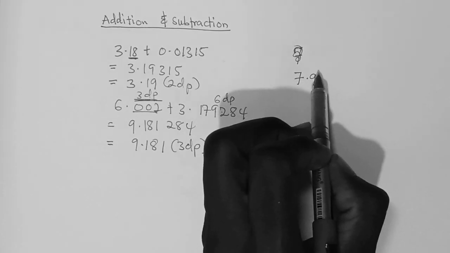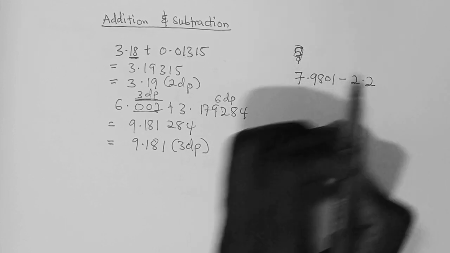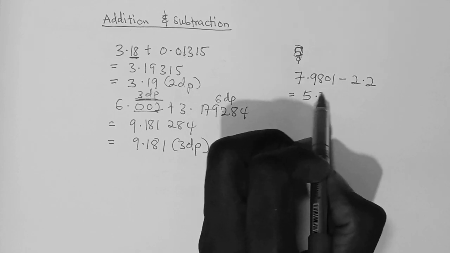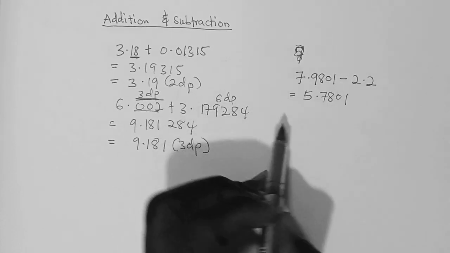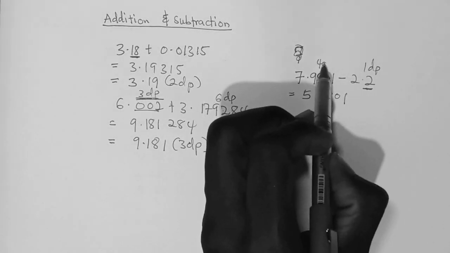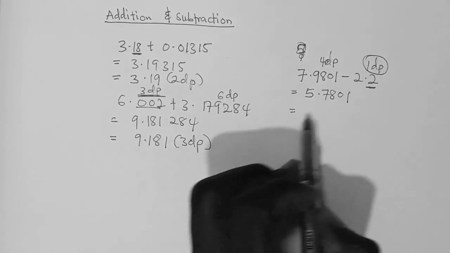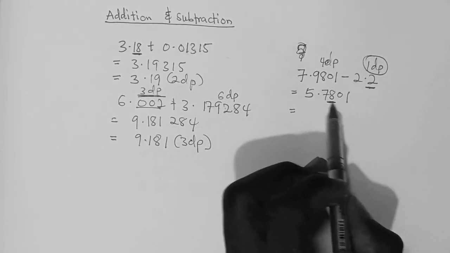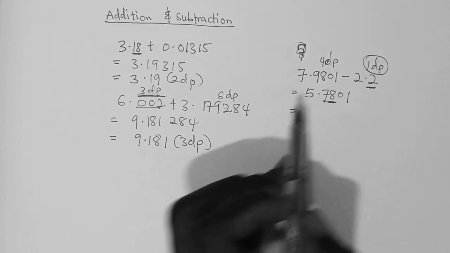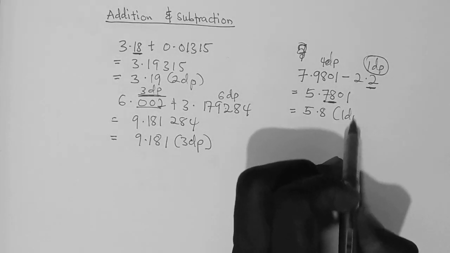Subtract 7.9801 from 2.2. If you use the calculator to do the subtraction, you get 5.7801. However, here is 1 decimal place, and here is 4 decimal places. So the final answer must be in 1 decimal place, and therefore this becomes 5.7, but the number following the last decimal place is greater than 5. So we need to add 1 to it. This will become 5.8 in 1 decimal place.